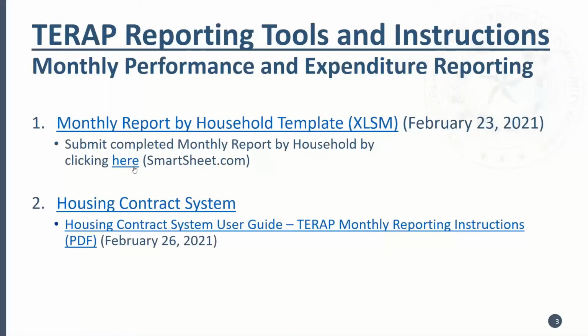Now, also, just note that eligibility type questions, we might save to the end. We're trying to stick to the reporting right now. So we're just going to continue. So when you complete that monthly report by household, the spreadsheet, you're going to submit it here. I'm going to show you that now.